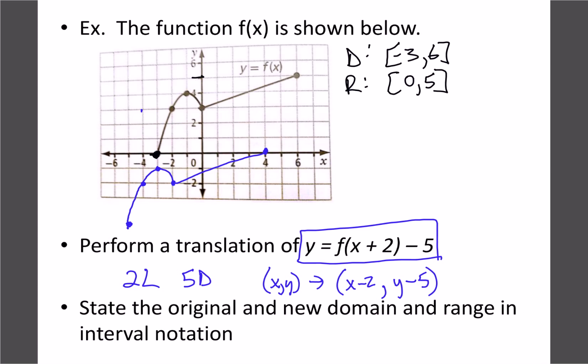So now let's do our domain and range of the new one. So the new graph that I drew, the domain, you can kind of see I went over here, so that's at about -5.